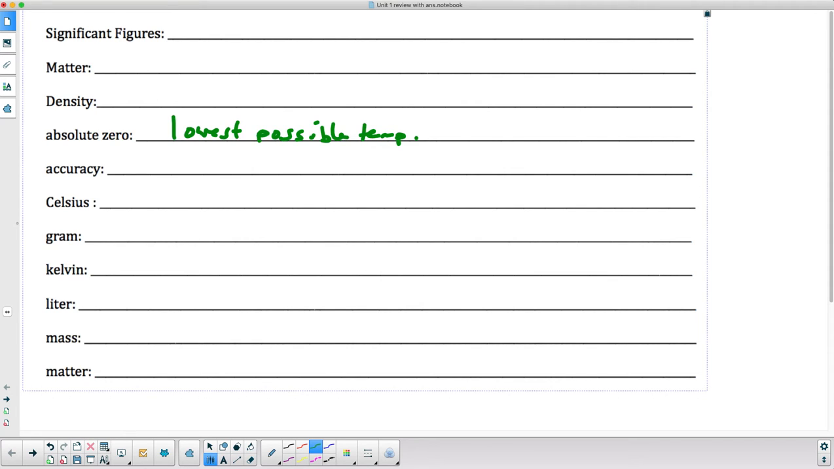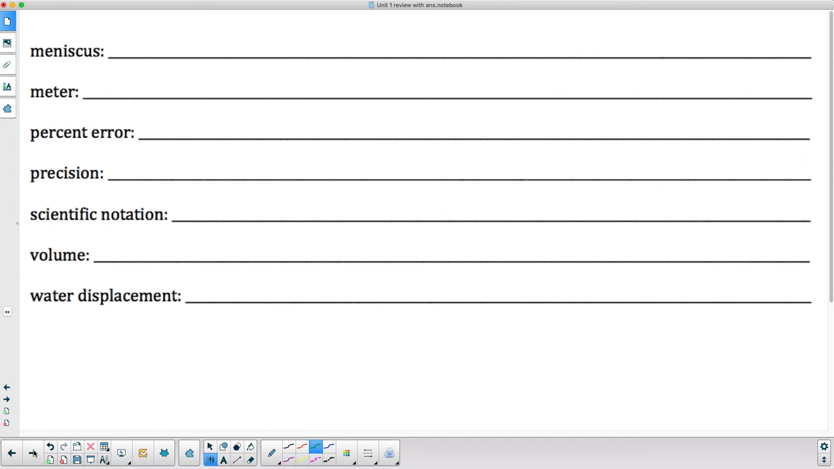Okay, something like accuracy: how close to the true value. Celsius: temperature scale where the boiling point is 100 degrees and the freezing point of water is 0. So all of these terms, you see that we have used them all this past unit. I just want to point to the second matter that's listed here. You only have to define matter one time. So let's move on from that. There are some other ones, again all of this stuff that we've talked about.